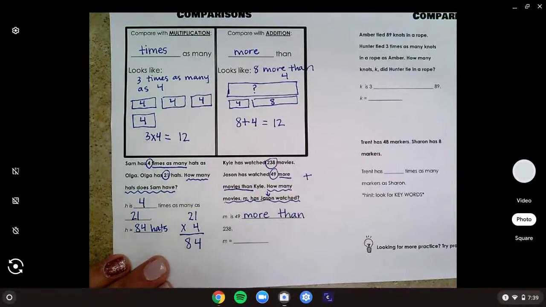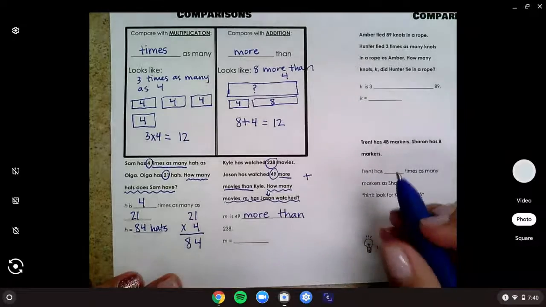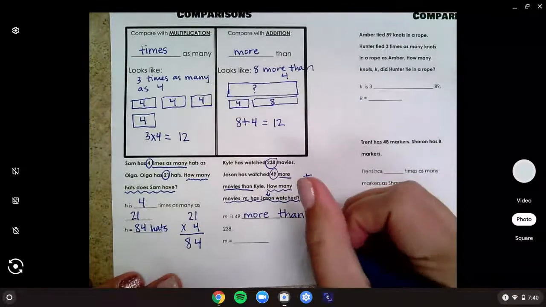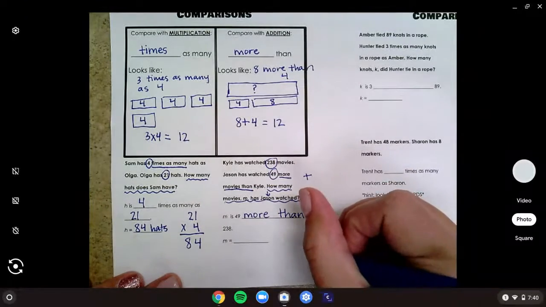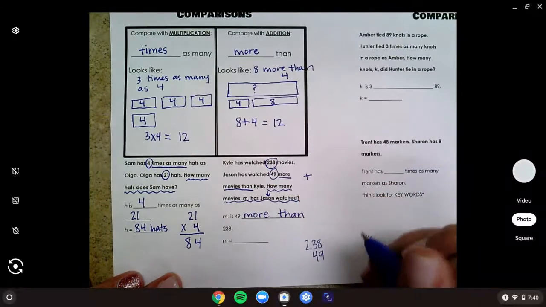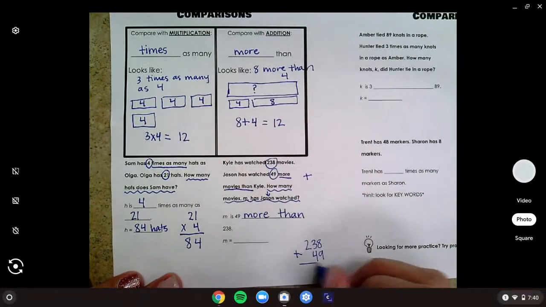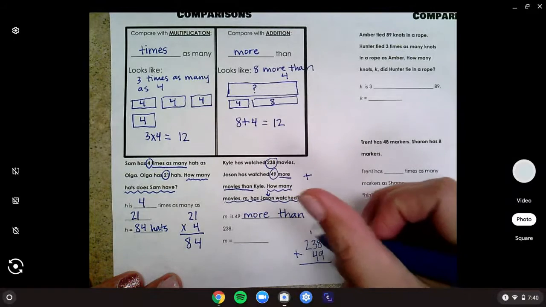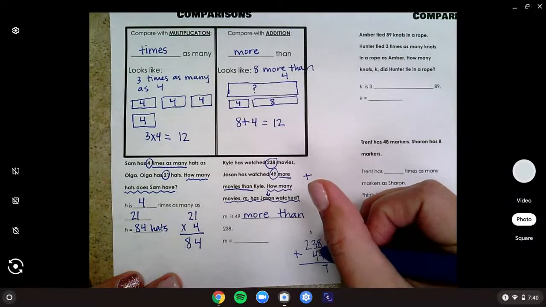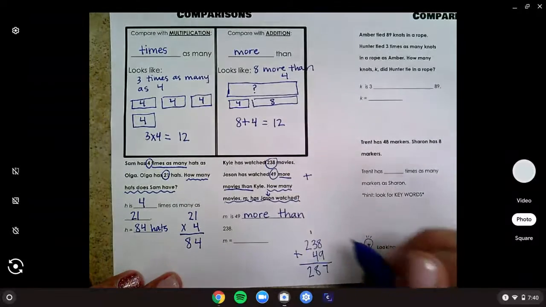49 more than 238. So to figure this out, we know that Kyle starts with 238, and Jason has 49 more. You remember more than means to add, so let's add those up. 8 plus 9 would be 17. 4, 5, 6, 7, 8, and a 2.